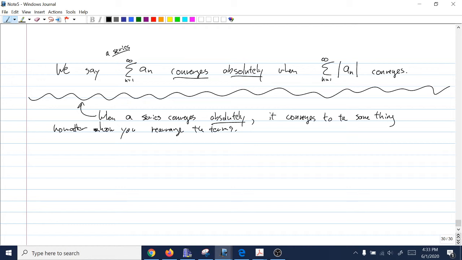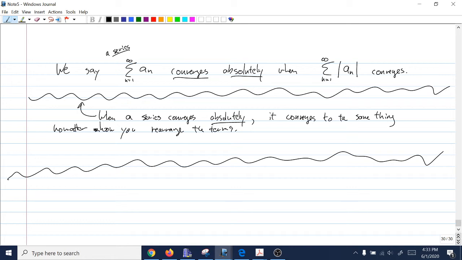I'm not going to try and write out a proof of this, but this is a fact. And when it converges to the same thing, no matter what you rearrange the terms as, that has a name. It's converging unconditionally. And in our context, where the only things we're adding up are numbers, converging absolutely and converging unconditionally are the same thing. But there is a separate word for that that needs to be distinguished in other higher dimensional contexts.